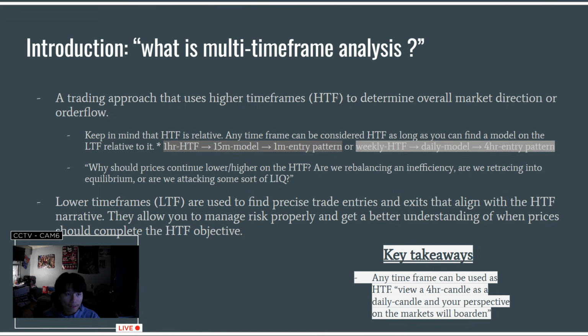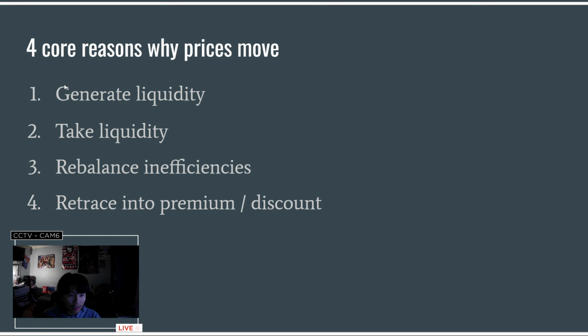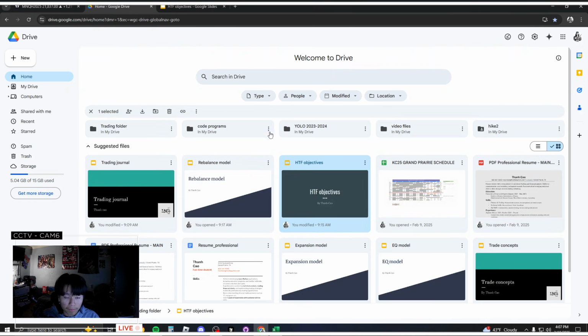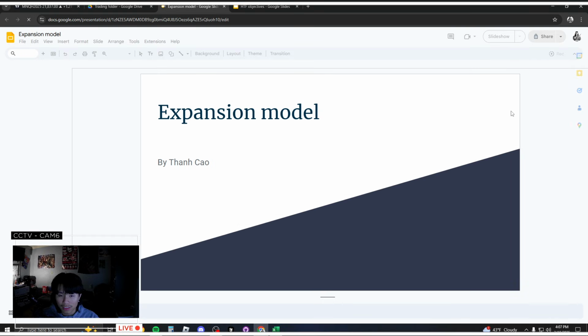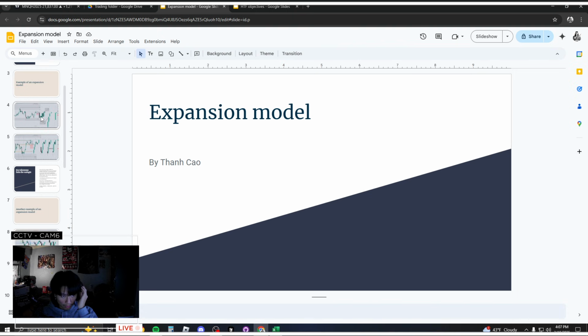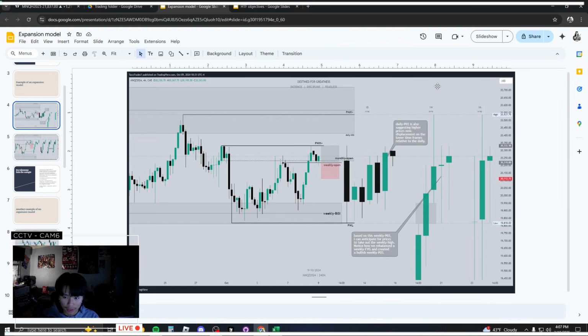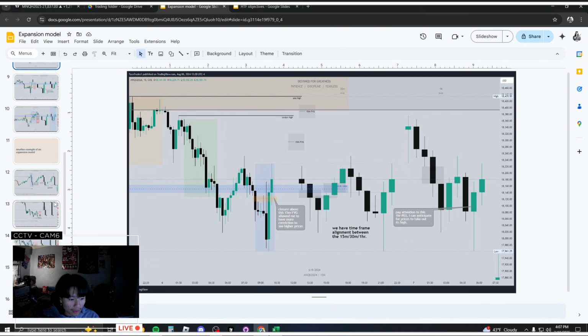To get a better understanding of what I mean by why price moves: generate liquidity, take liquidity, rebalance inefficiencies, and retrace back into premium and discount. I have made some slides, or trade reviews, of the different examples. First, I want to start off with taking liquidity. Taking liquidity is basically known as expanding.